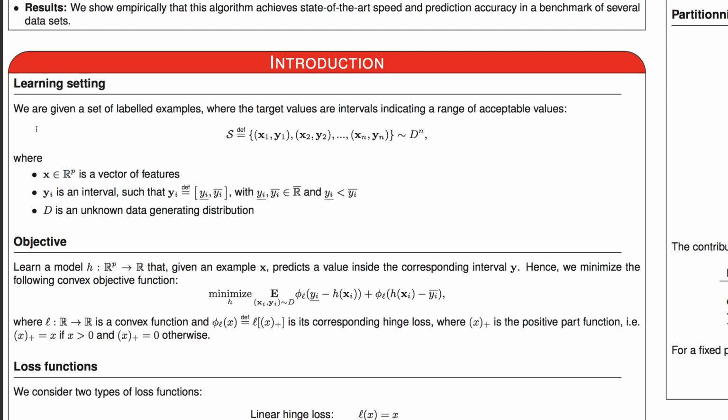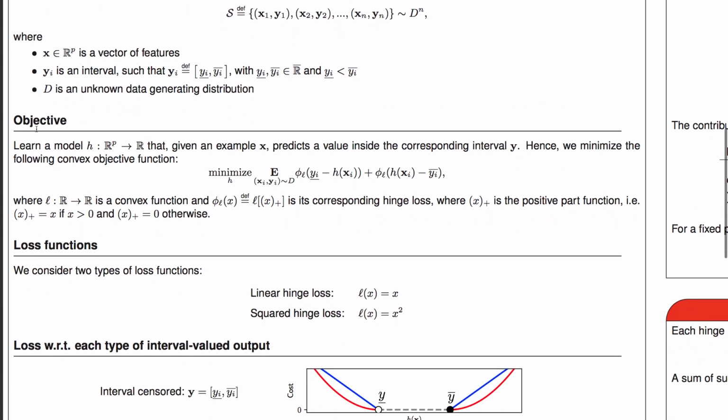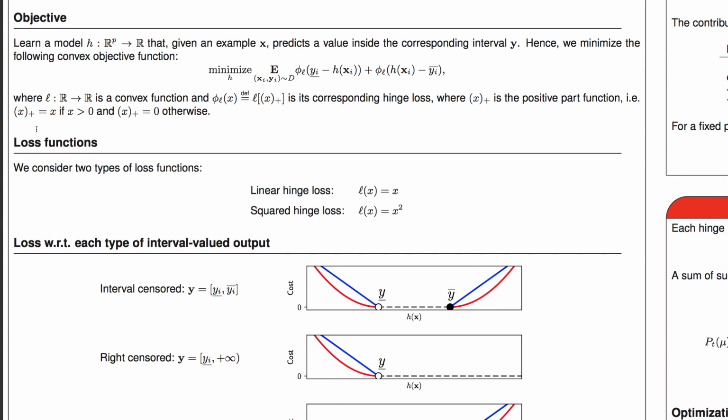Interval regression is quite similar to real-valued regression. However, the output labels are intervals that indicate a range of acceptable values. So in this case, any prediction that is inside of the target interval is considered as accurate.